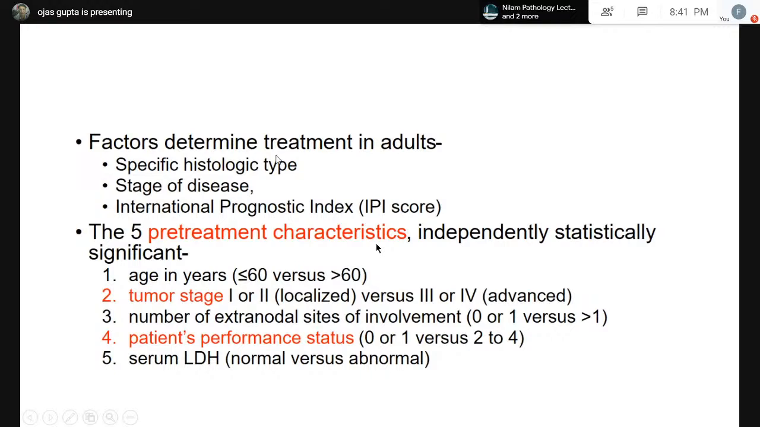So, what are the factors which determine the treatment in adults in case of GI lymphomas? Specific histological type, stage of the disease, international prognostic index score, and 5 key treatment characteristics which are independently statistically significant. Age less than or equal to 60 years has a better prognosis. Tumor stage 1 and 2, which are localized, versus 3 and 4, which are advanced. Number of extranodal site involvement, 0 or 1 versus more than 1. Patient's performance status, that is 0 or 1 versus 2 to 4. And serum LDH, the abnormal ones have a poor prognosis.